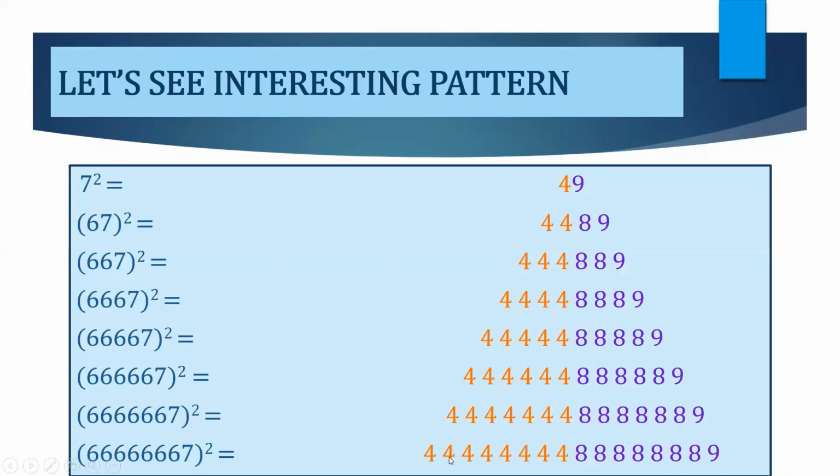So this is the square of this number 66666667. The answer will be 44444444, that is 8 times 4, then 7 times 8, and then 9 on its unit place. So this is how we can find out the square of such numbers.